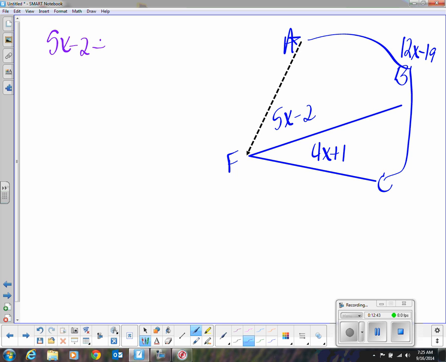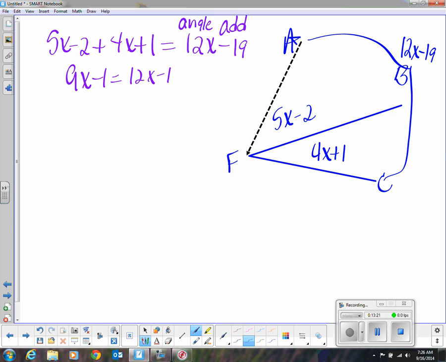5x minus 2 plus 4x plus 1 equals 12x minus 19. What postulate or definition told you this? What's this called? Anybody? What did we just do? Yes, it's angle. Angle what? Addition. Alright, so from here you're going to have 9x minus 1 equals 12x minus 19.